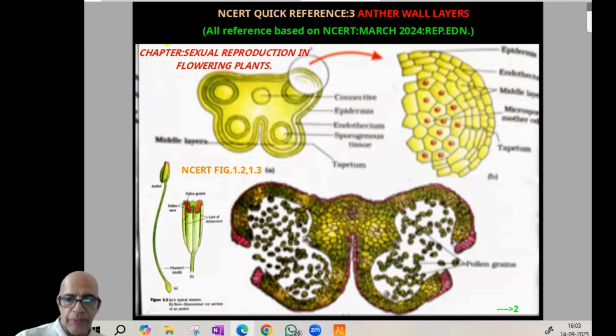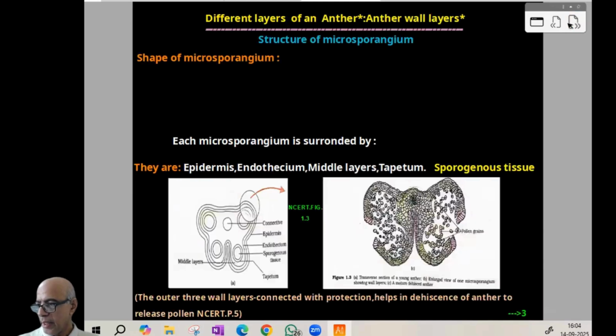So NCERT quick reference, anther wall layers. All references are based on the NCERT March 2024 reprint edition. On the first page you can find four sets of diagrams, all concerned with the anther in angiosperms and even the cellular layer, that is this one. It's a usual labeling question. So we can continue with the second page, all NCERT. Now we'll proceed with the different anther wall layers, microsporangium, etc.